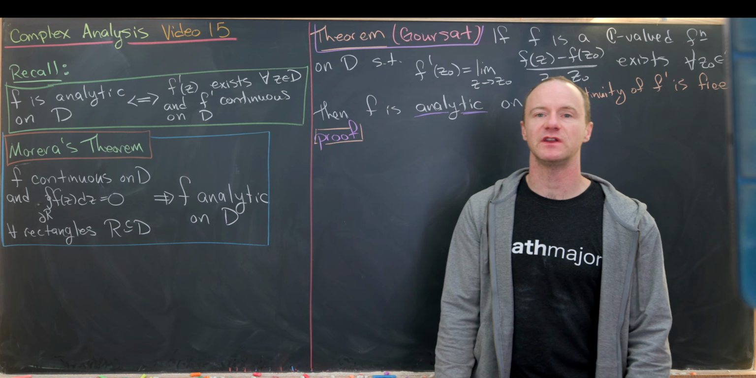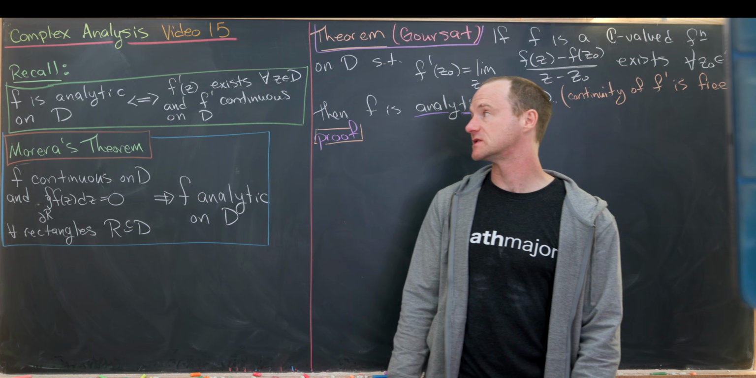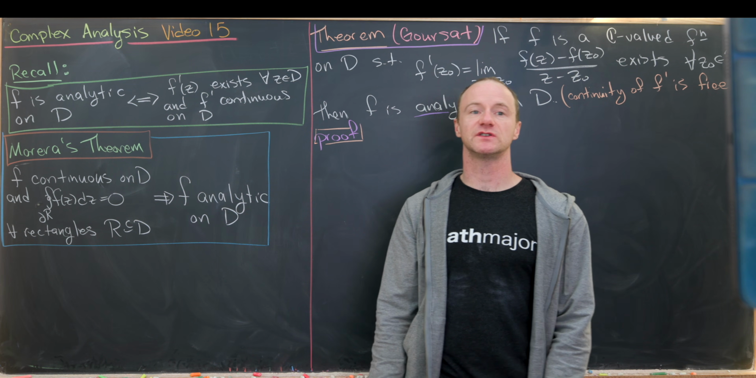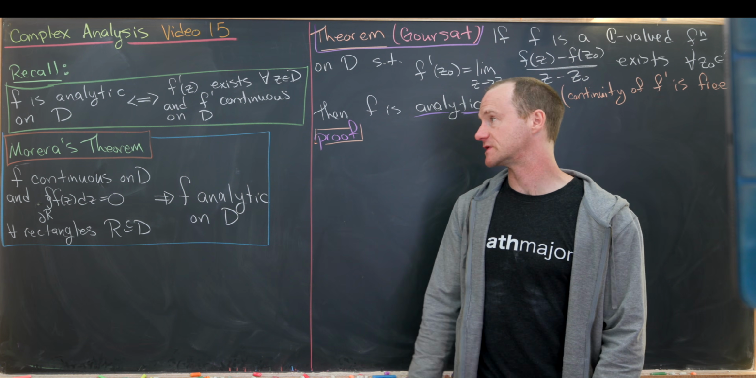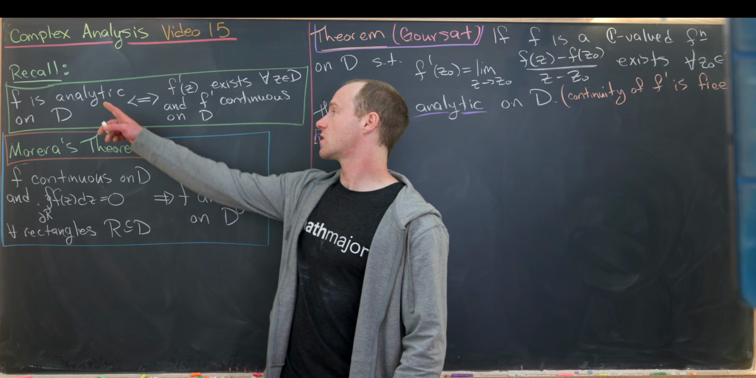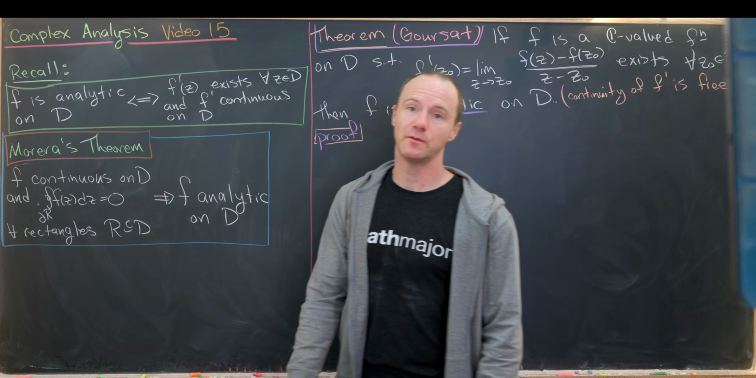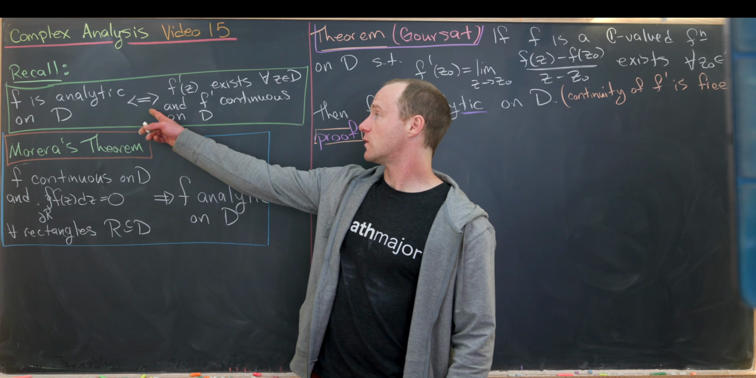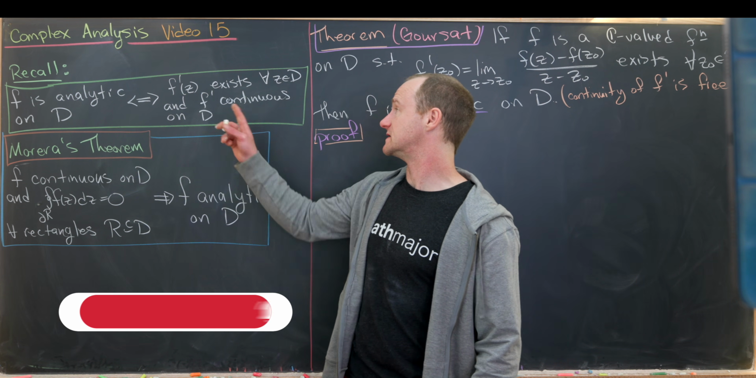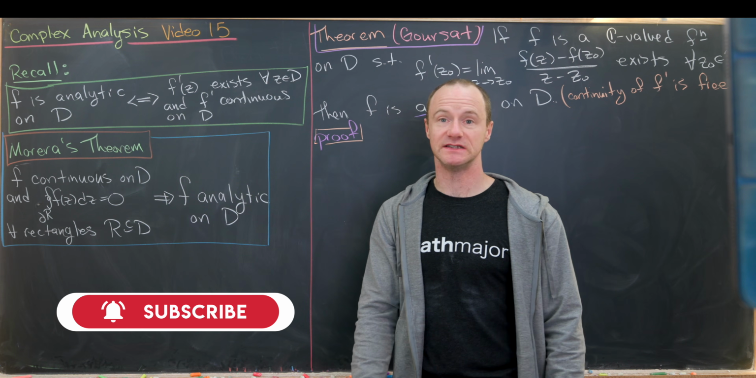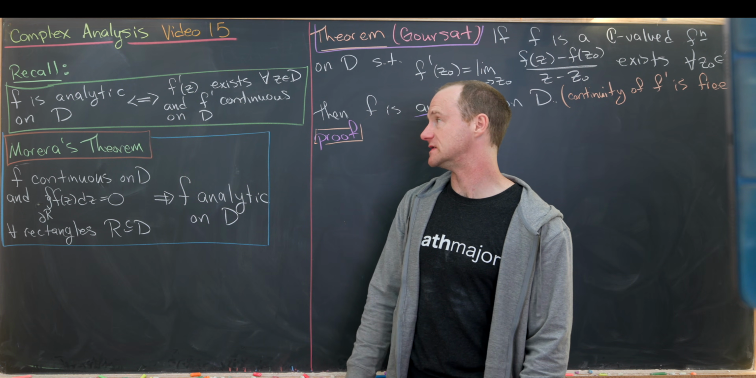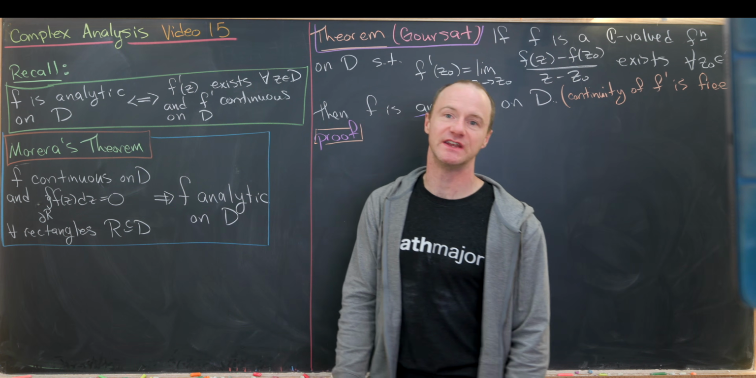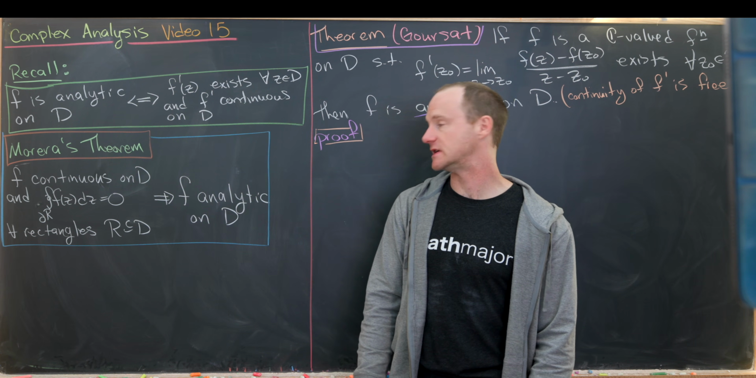This is the 15th video in a series devoted to complex analysis, and today we're going to look at some results involving analytic functions. So let's recall a couple of things first. Let's recall that f is analytic on a domain D if and only if f prime exists for all z in D, and f prime is continuous on D. And so that's just the definition of f being analytic on D.